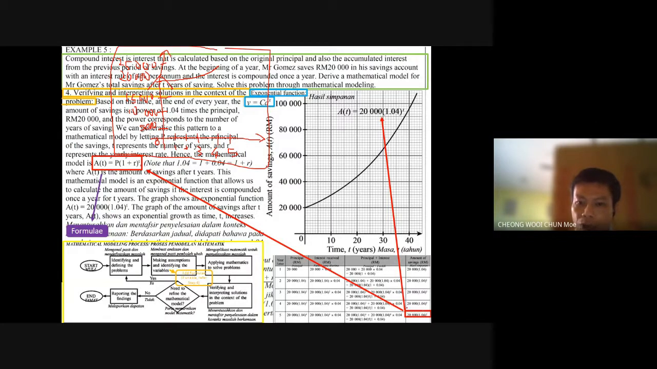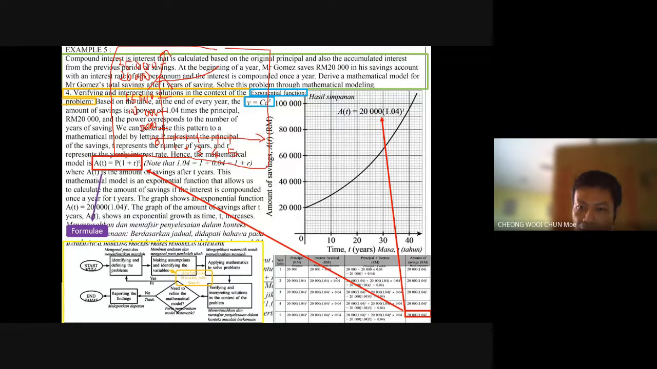From here, I can create the formula for the amount of savings. You can create it just now. Amount of savings, RM, P is the principal. So for the amount of savings, you can put A. A starts with amount. T is the years' time. So equal to, from here I can create the formula.